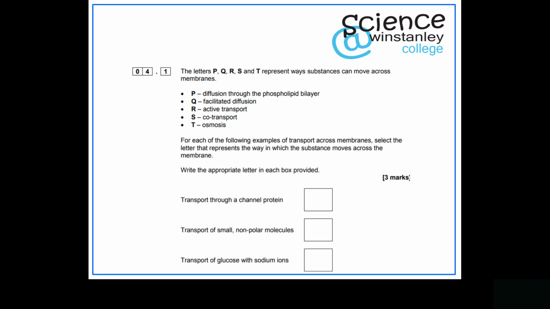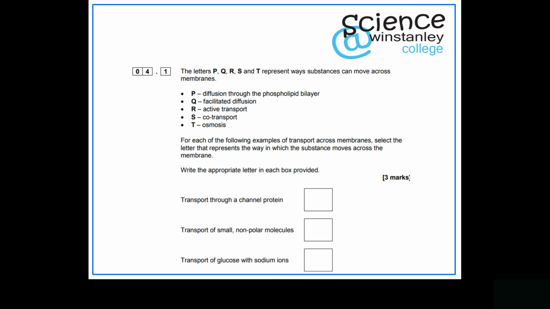Okay, so here what you've got is a question that is identifying different types of transport by the letters P, Q, R, S and T. Now, what I would do in this question, I would first of all see the question and I would think, right, I need to think of all the key terms that come with diffusion, facilitated diffusion, active transport, co-transport and osmosis. Now, if you watch the previous videos, you'll have covered all of these except the term co-transport.